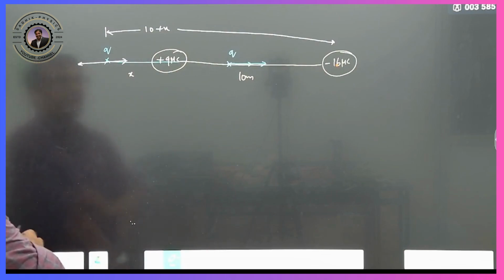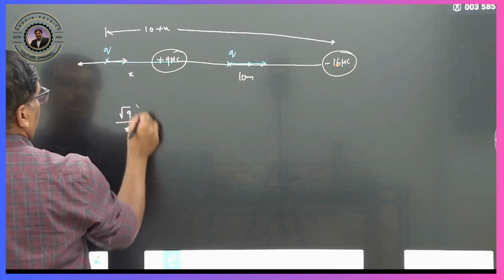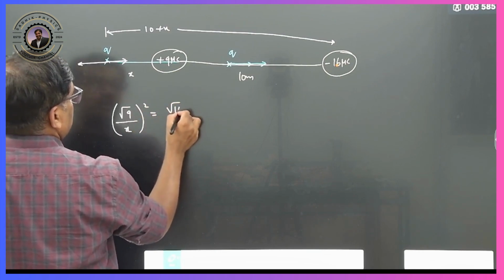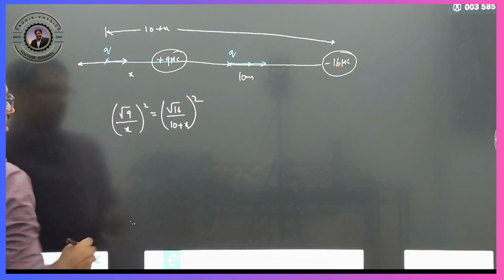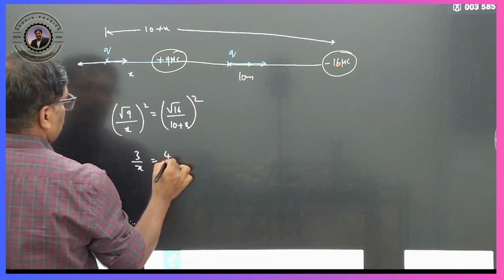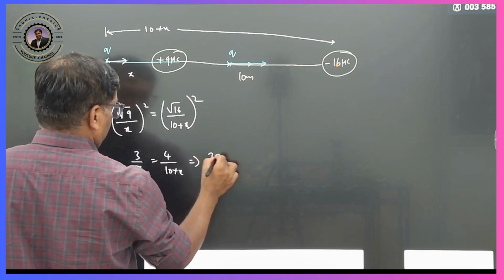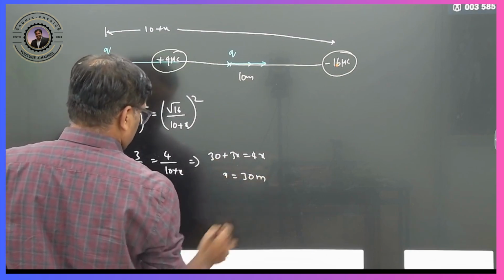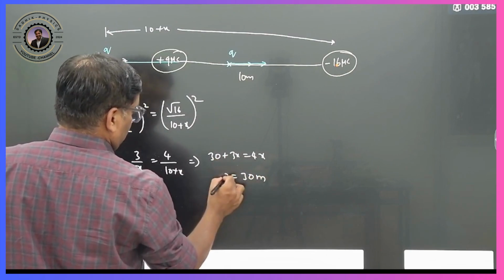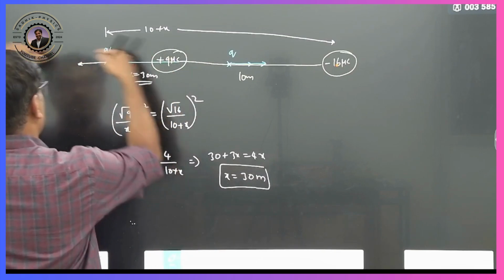Clear? Now we will calculate this one. How? Again the same thing, no? Root 9 by x whole square is equal to root 16 by (10 plus x) whole square. Clear? Just now we did this one. Therefore 3 by x is equal to 4 by 10 plus x. So 30 plus 3x is equal to 4x, therefore x is equal to 30 meters. That means this should be a very, very large distance. You have to go 30 meters for this.